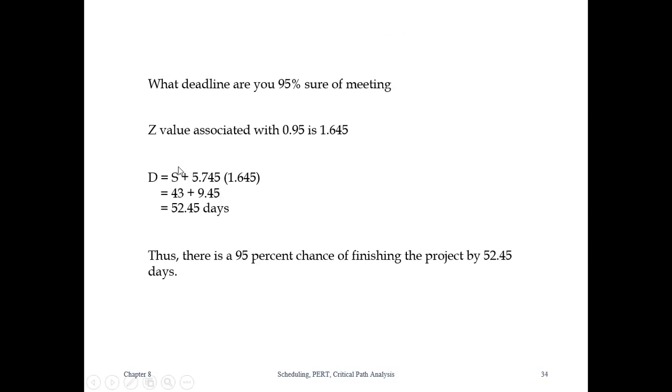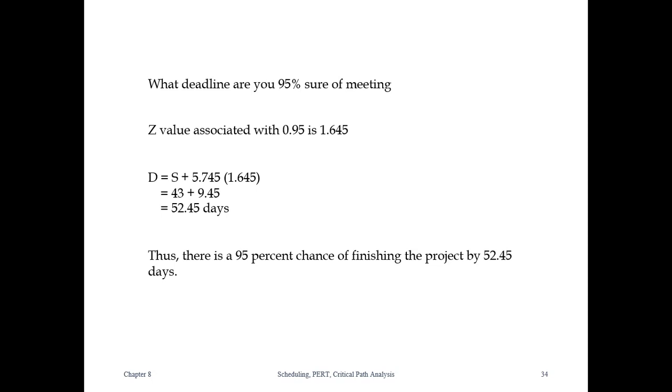Now sometimes it is required to find out, in order to have 95% assurance that this particular project can be completed, in how many days. So it is required to find out how many days this project will take, such that the probability of assurance of the completion is 95%.